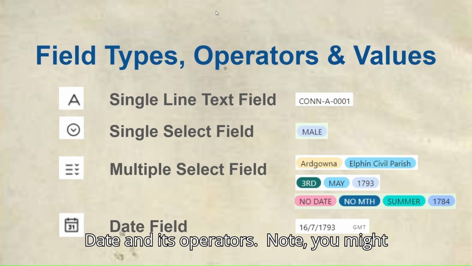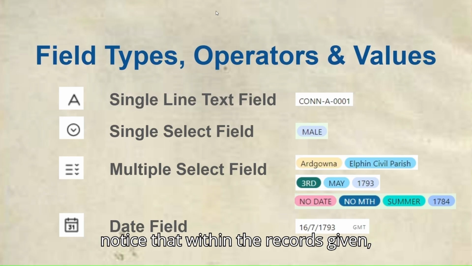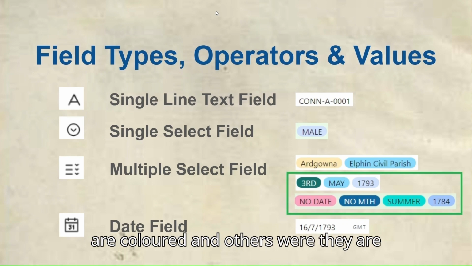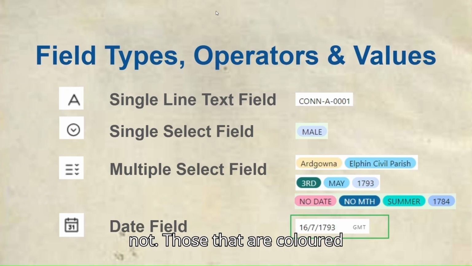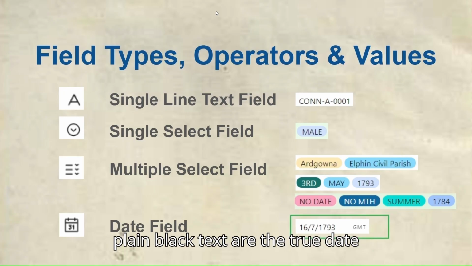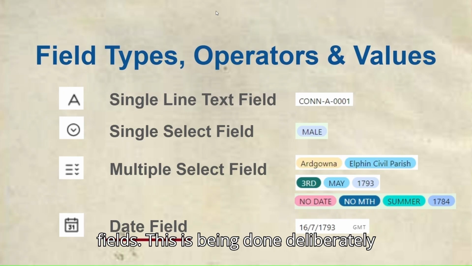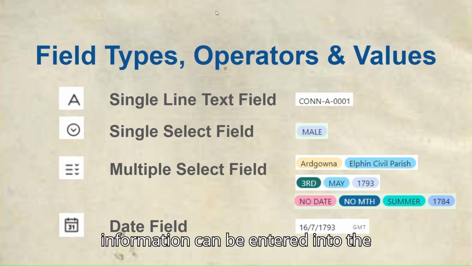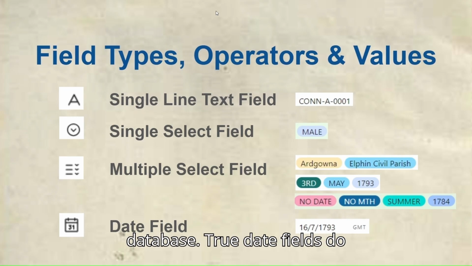Date and its operators. Note: you might notice that within the records given there are date fields where the cells are coloured and others where they are not. Those that are coloured are multiple select fields, and those in plain black text are the true date fields. This has been done deliberately to ensure all of the available information can be entered into the database.